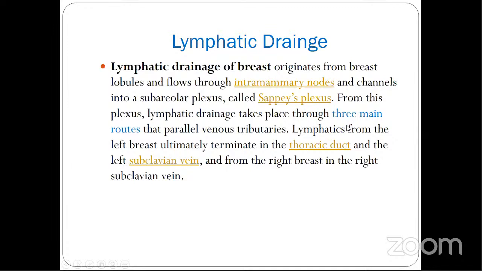We have a difference in lymphatic drainage of the breast. Left is different from right. In the left breast, lymph terminates in the thoracic duct. I speak about lymphatic drainage. The left breast terminates in the thoracic duct and left subclavian, and the right in the right subclavian.